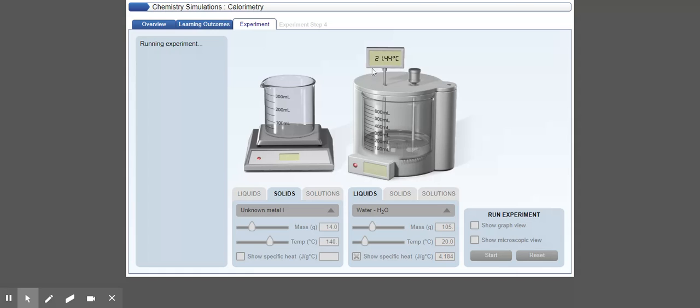So this change in temperature is going to be the final temperature for the water and the final temperature for the metal. Because the metal was giving heat away until it got to equilibrium with the water's temperature. So super important thing, this is the final temperature of the water and the metal.